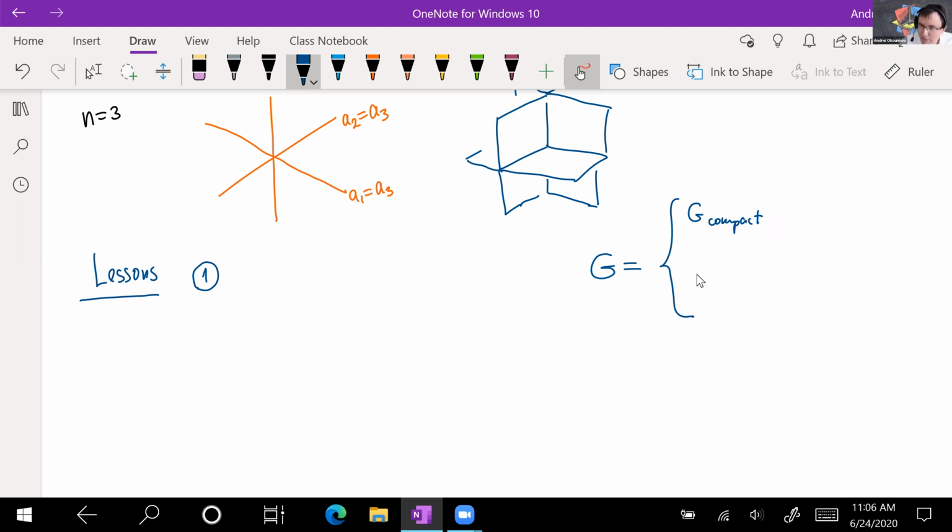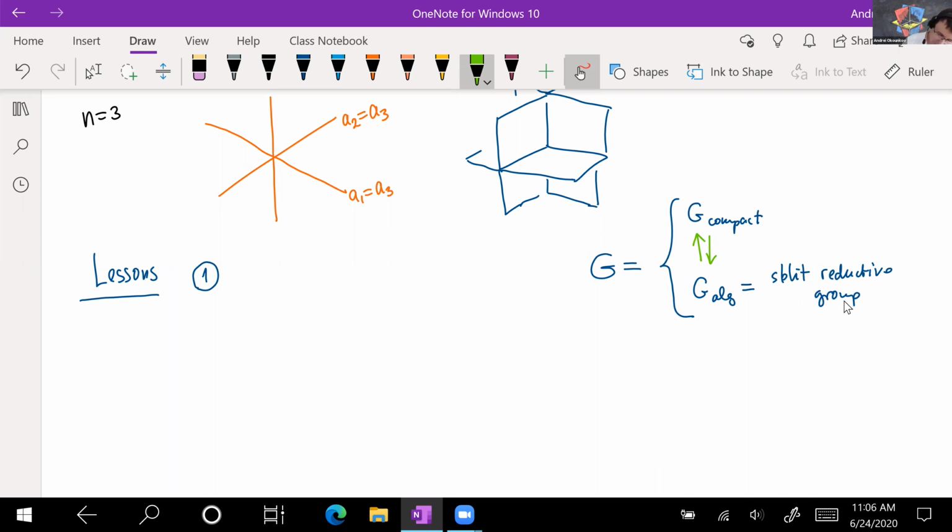Of course, in algebraic geometry, we deal with algebraic groups. So maybe this could be either compact or the algebraic one. So this is the split reductive group. And one can go between one and the other.